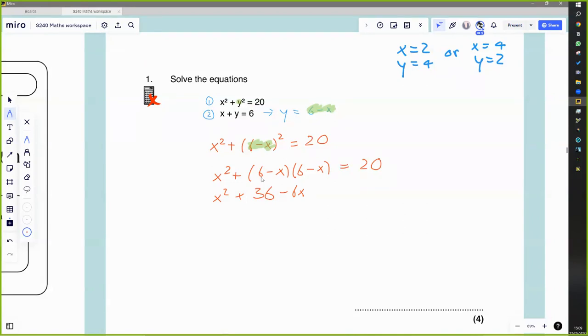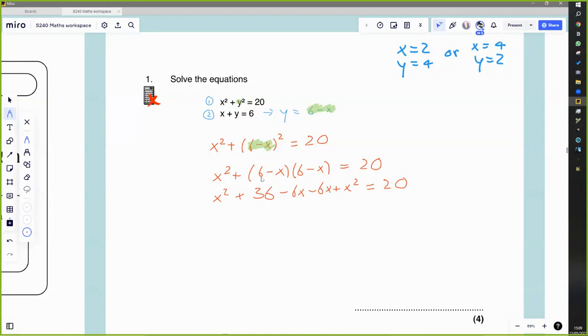and then we've just got to multiply all the different values. We've got 6 times that minus x, so again minus 6x, and then minus x times minus x is plus x squared, because the minuses cancel out. That's equal to 20.